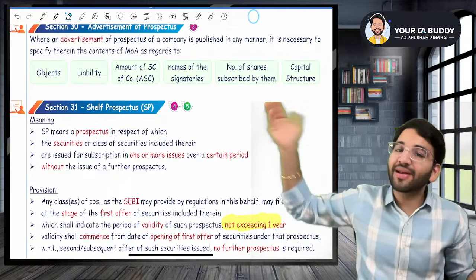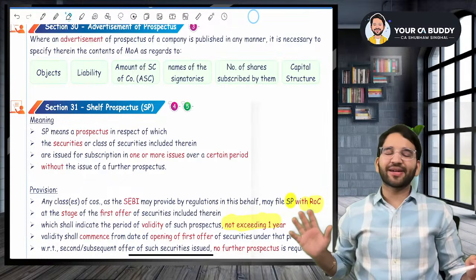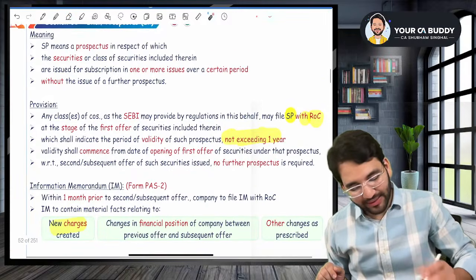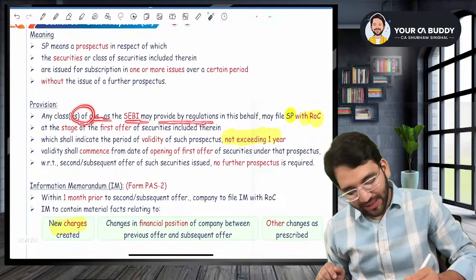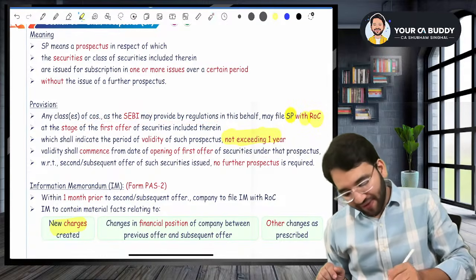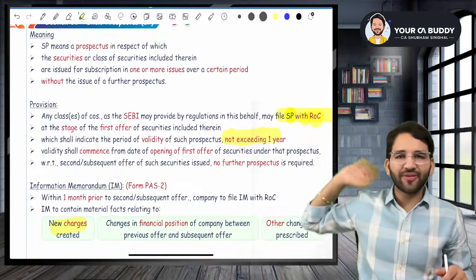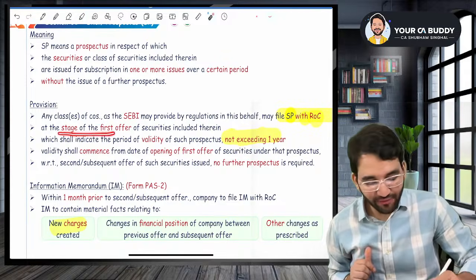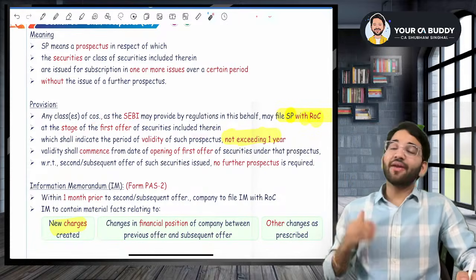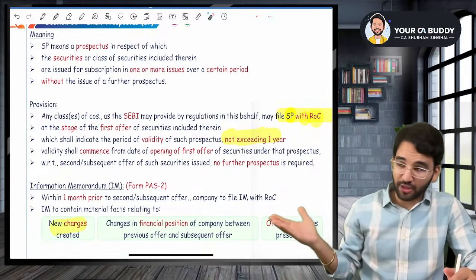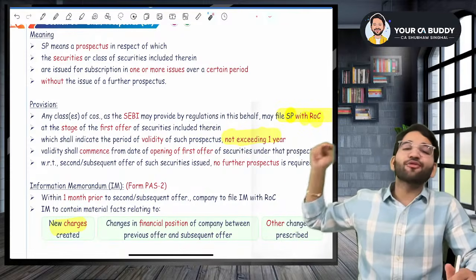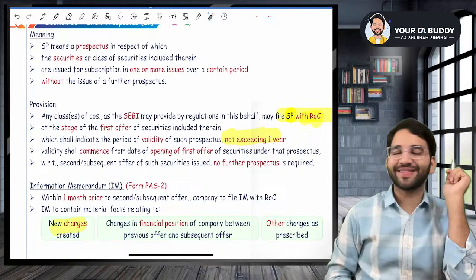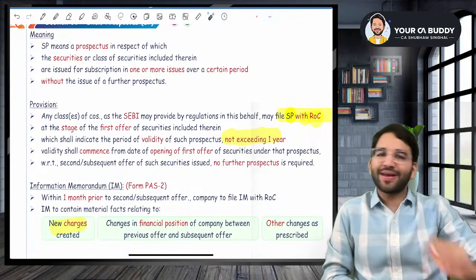What is the provision related to shelf prospectus? Not every company can issue a shelf prospectus. Only a specified class of companies. Any class of companies as specified by SEBI may file a shelf prospectus with the ROC. When will they file? At the stage of the first offer, they will have to give it to the ROC. In that prospectus, they will have to mention a validity, and that validity will be up to 1 year, not exceeding 1 year.